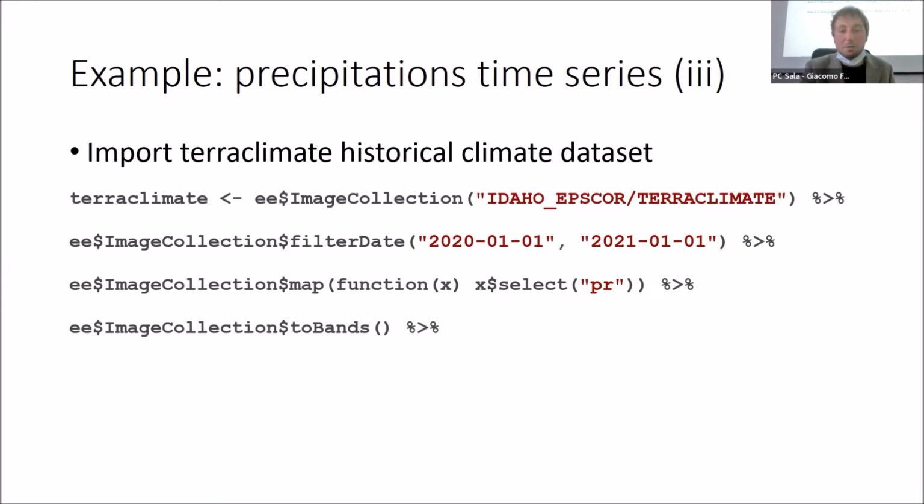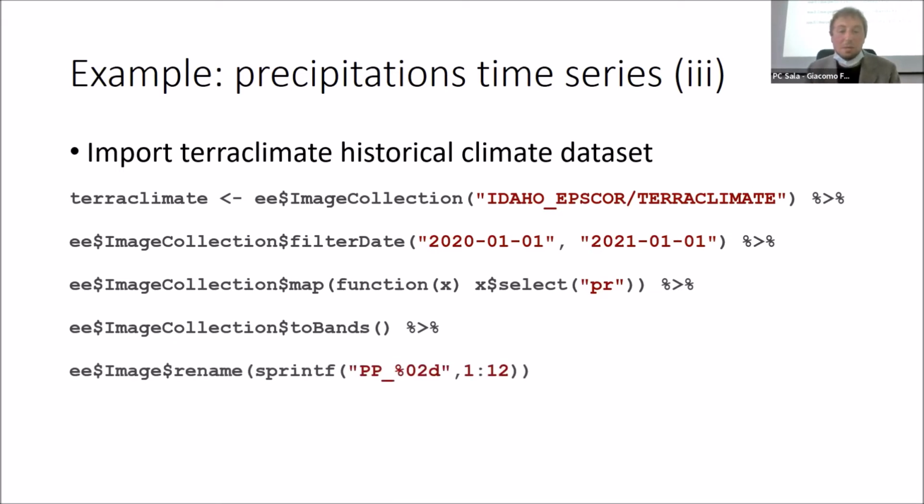And then we will use some other functions. I will not go into the details of every tiny function, but basically they convert this image collection, which is like a set of observations in time of different images, to a single image with multiple bands. This is convenient to then extract it anyway.